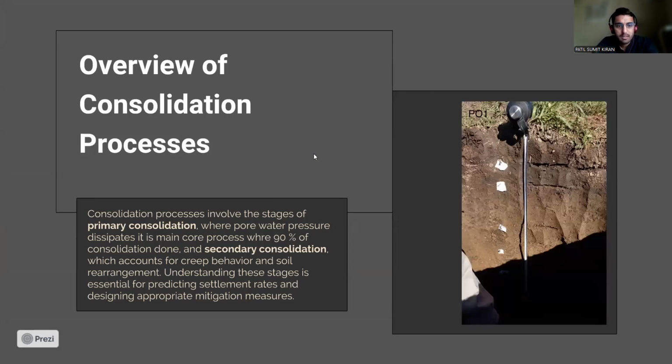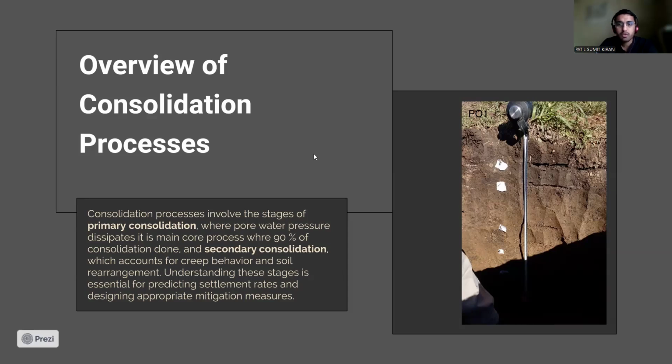The consolidation process involves the stages of preliminary, primary, and secondary consolidation. So there are actually three types: preliminary consolidation, primary consolidation, and secondary consolidation. Considering the preliminary consolidation, as the load is applied, that is, we apply static loads, the air voids first get out. The first process is getting the air voids out. So it is the preliminary consolidation, where 2 to 5% of consolidation will happen.